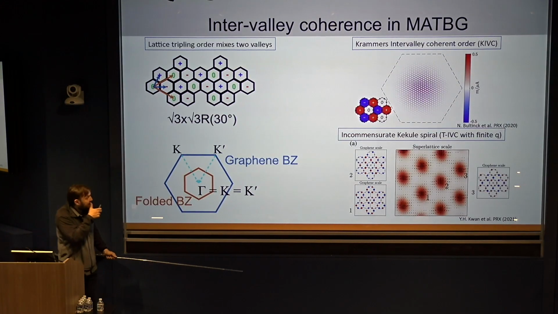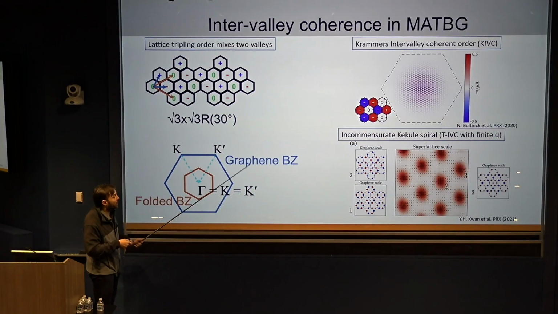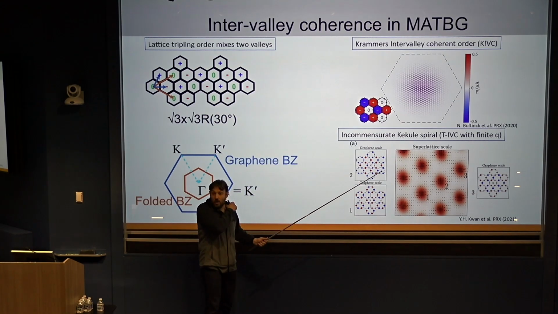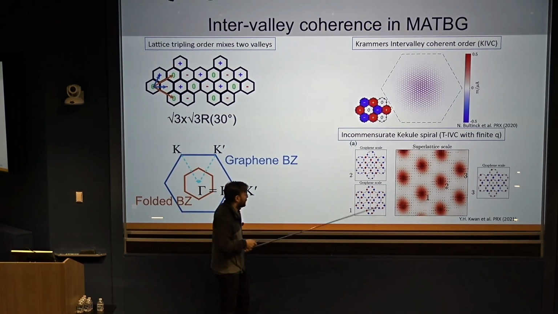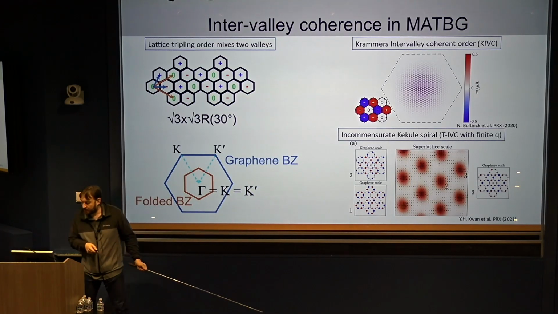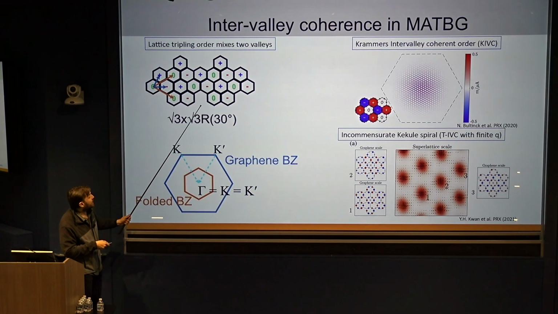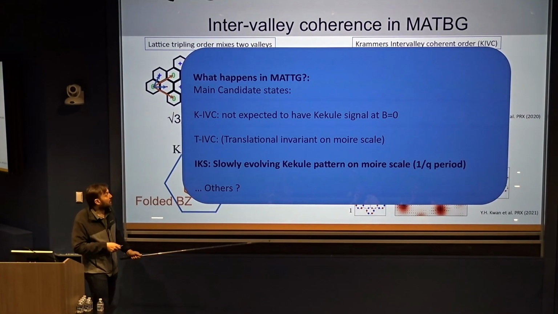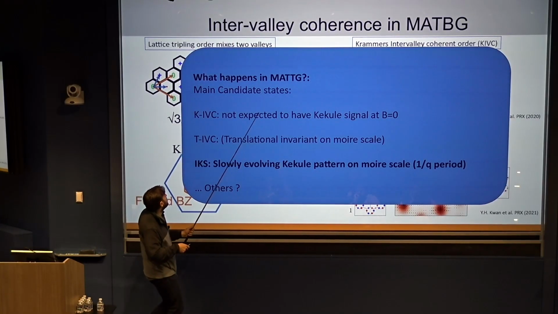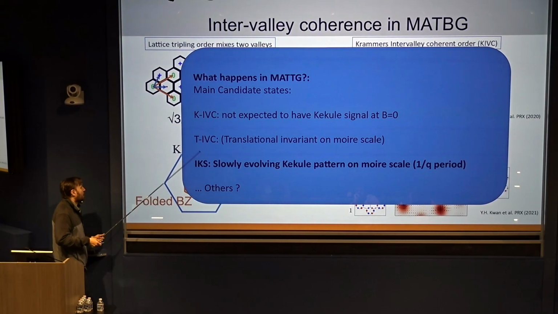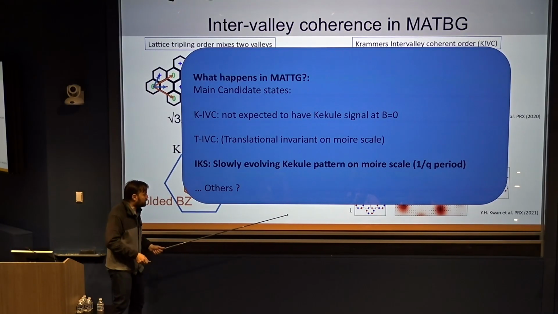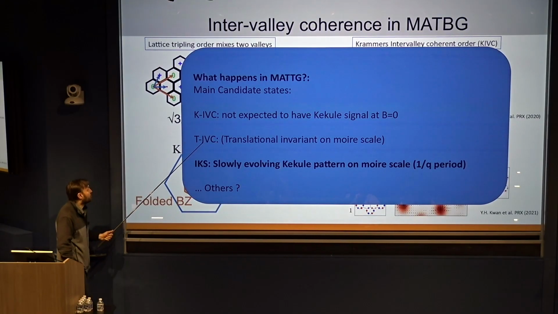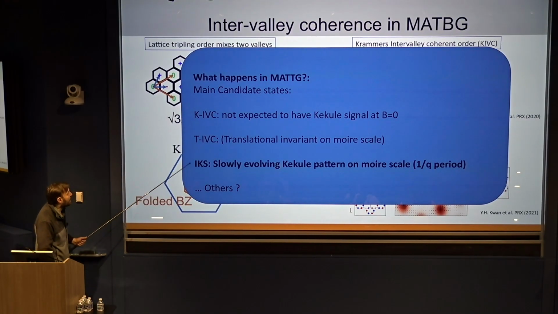And the point I want to make is the connection to theory. There were actually theory predictions that preceded this work. One of them is from the speaker from yesterday. There are many candidate states that can give you this. Essentially, there are three main candidates in TBG, and at least at the time, we thought this is relevant for TTG as well. These are the acronyms for them: KIVC, TIVC, and IKS.